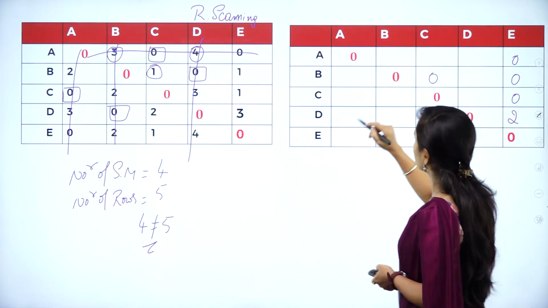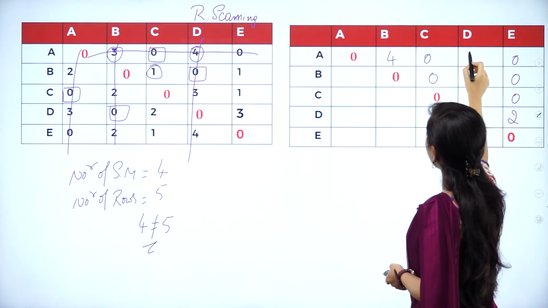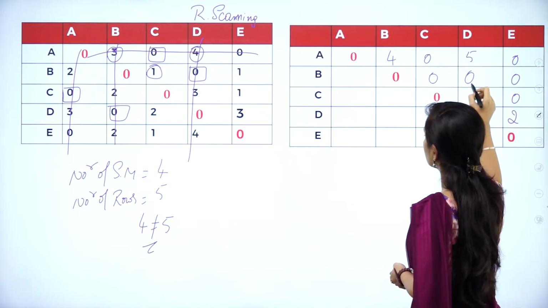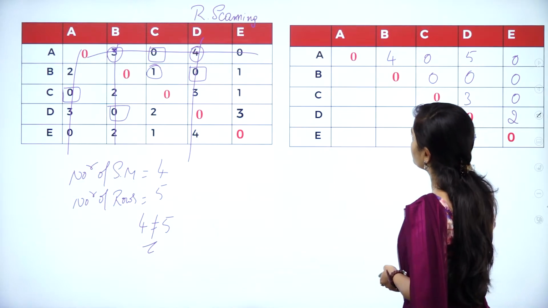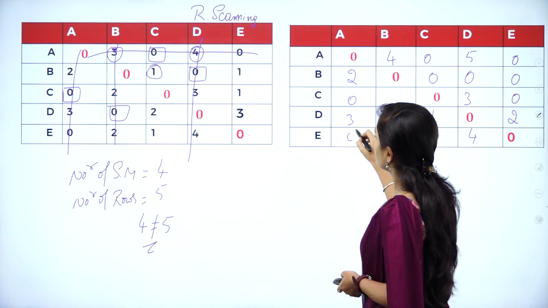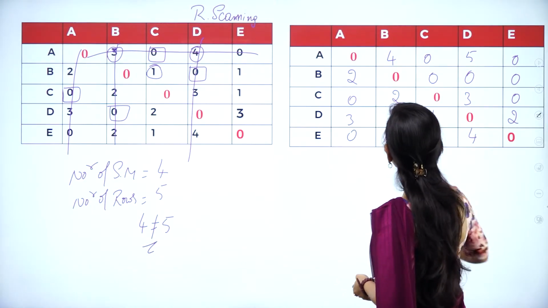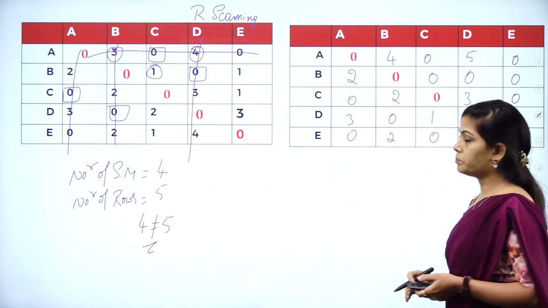For that common value, you just add the value: 3 plus 1 is 4, 0 is the same, 4 plus 1 is 5, 0, 3 and 4. And the remaining values are the same: 2, 0, 3, 0 and 0, 2, 0, 2. So the remaining values are the same here.